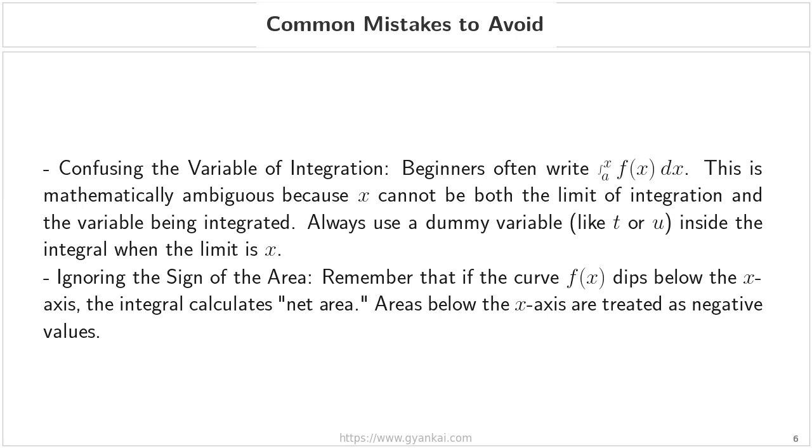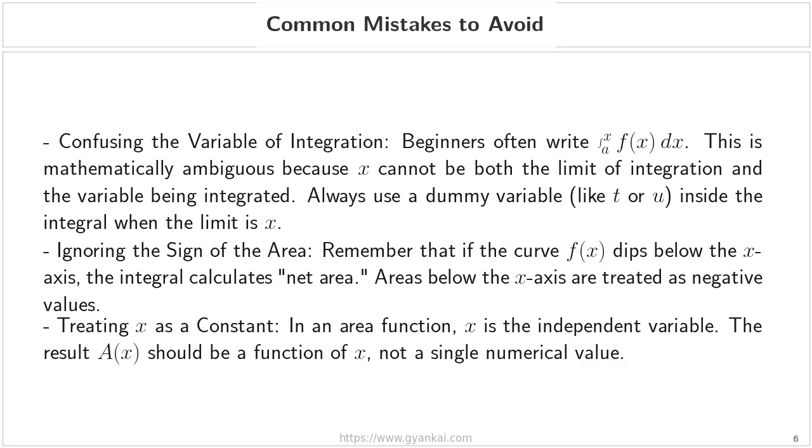Next, we have ignoring the sign of the area. This is crucial. Remember that the definite integral calculates what we call net area. What does that mean? Well, if the curve of the function f(x) goes below the x-axis, the area in that region is considered negative. The integral doesn't just give you the geometric area, it gives you the area above the x-axis minus the area below the x-axis. So, you need to be mindful of the sign when interpreting the result of the area function. It's not always a simple positive value representing physical area.